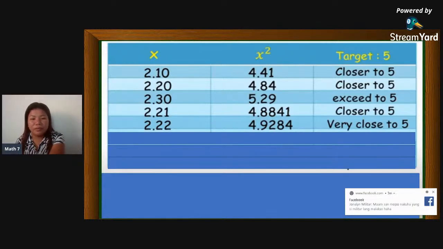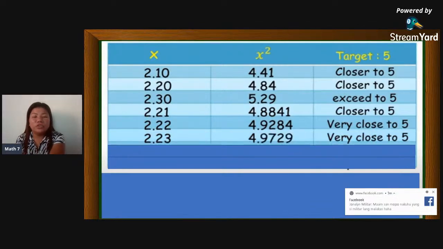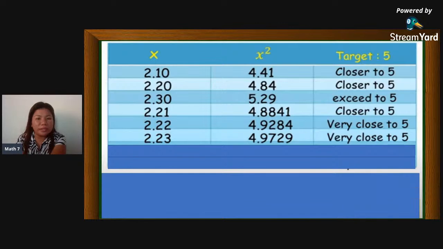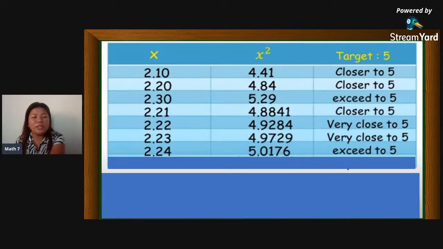Next, kailangan natin yung pinakamalapit ha. 2.23 times 2.23. The answer is 4.9729. Malapit na rin siya sa 5. And next, we have 2.24. Nung nag 2.24 tayo, sumobra na sa 5 kasi 5.0176. Okay? So, sumobra na siya sa 5. So, X na yung 2.24.